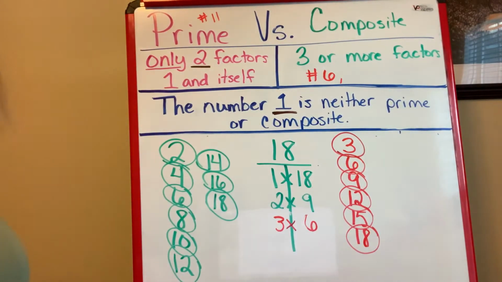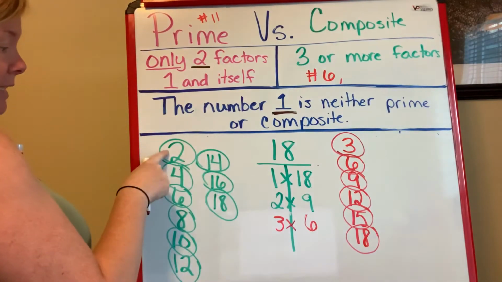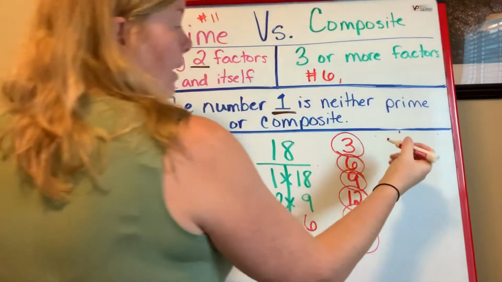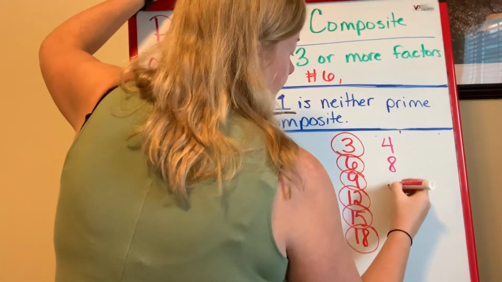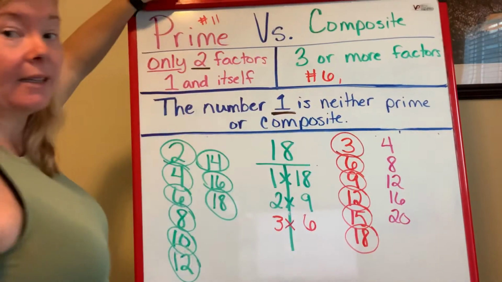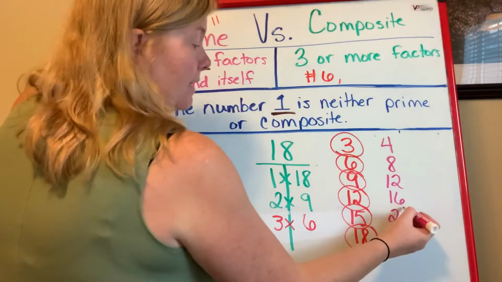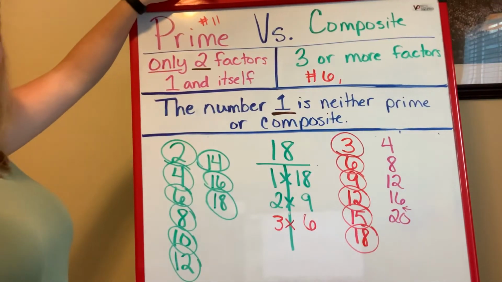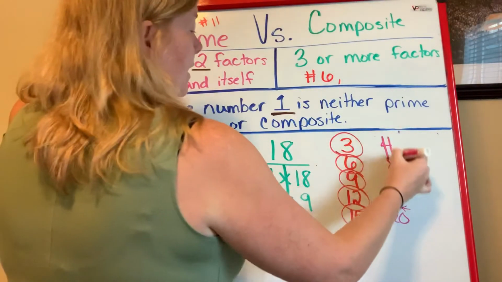What's the next number I test? Perfect. I have to go in order. I have 1, I tested 2, I tested 3, now I'm going to test 4. 4, 8, 12, 16, 20. Did I say 18? No. 18 is somewhere in here, but I didn't say it. Since I went past 18, I'm done. Does 4 work? No, it does not.